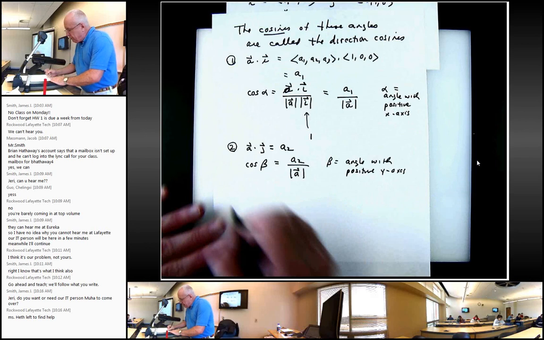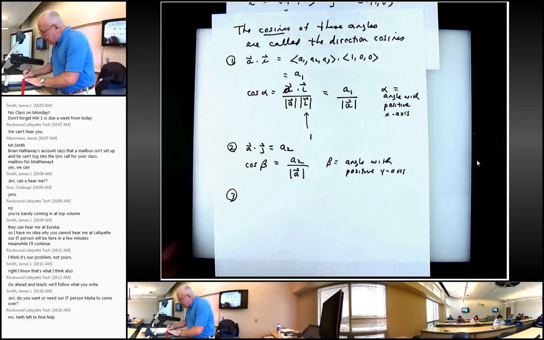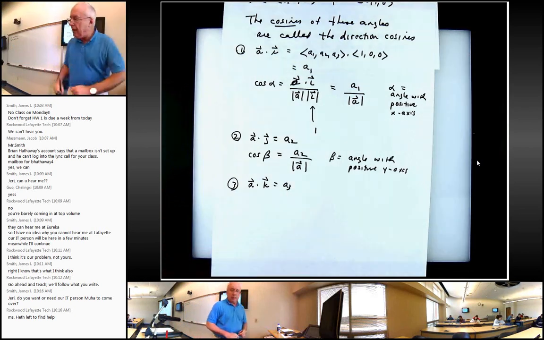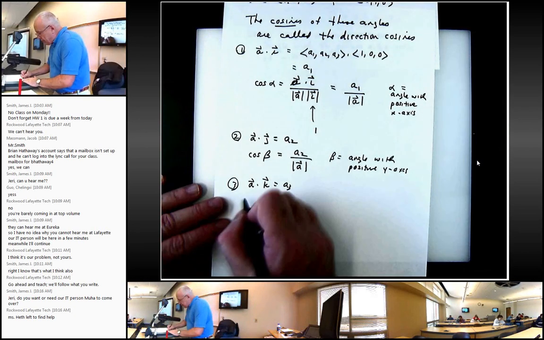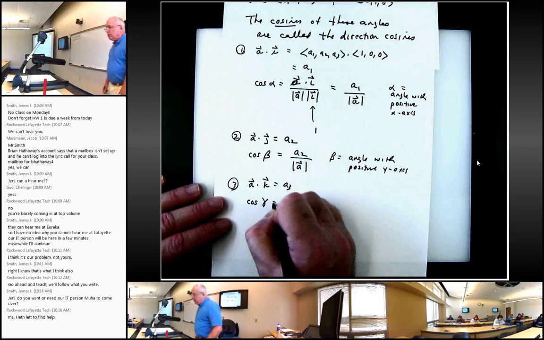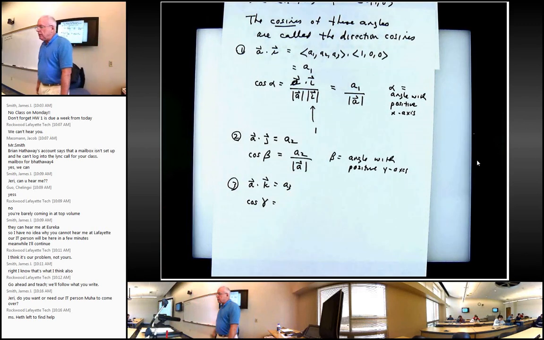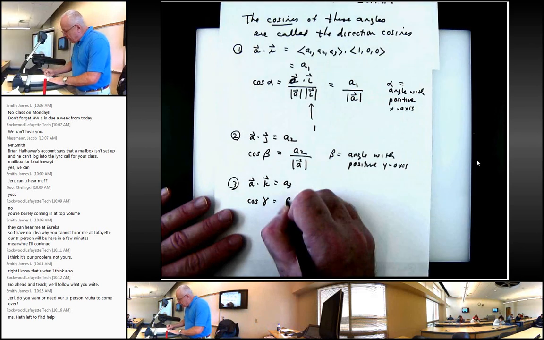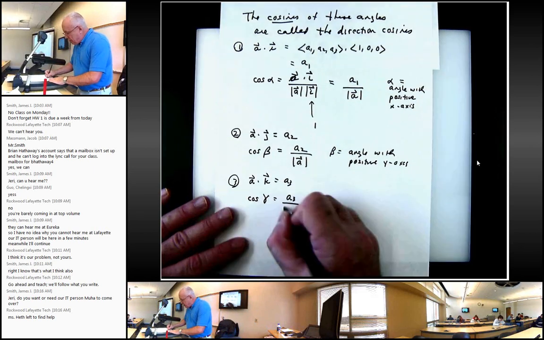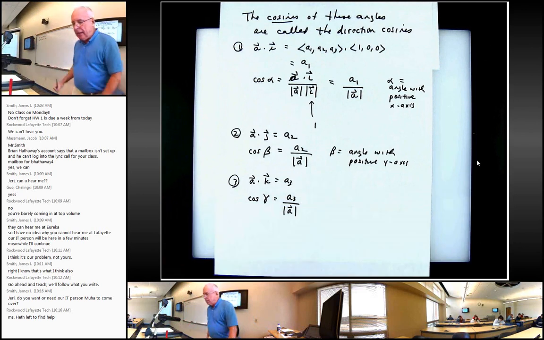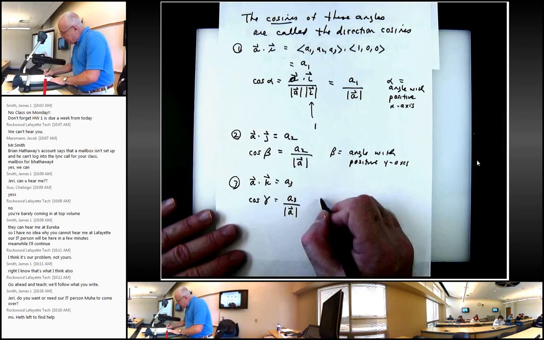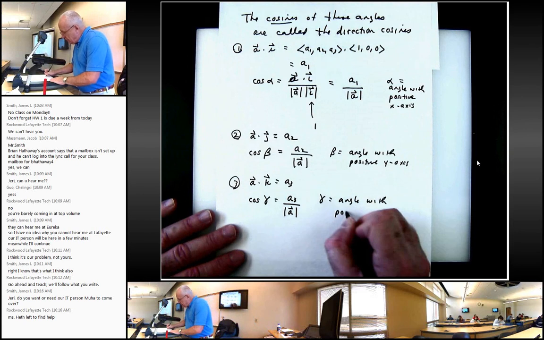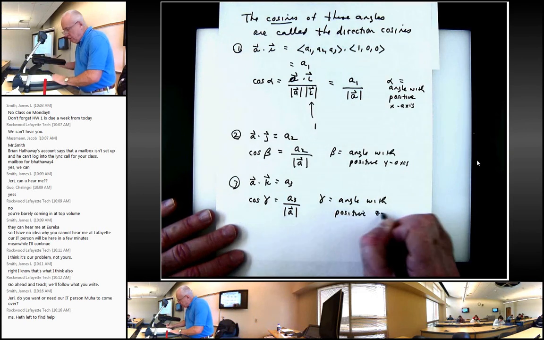And then finally, for the z-axis, we know that A dot k is going to just give us our third component of A, and so we're calling this angle gamma. That kind of looks like a ribbon, so to speak. The cosine of gamma then is going to be equal to that dot product, which is just A3 divided by the magnitude of A, and this is where gamma is the angle with the positive z-axis. Okay, all right.